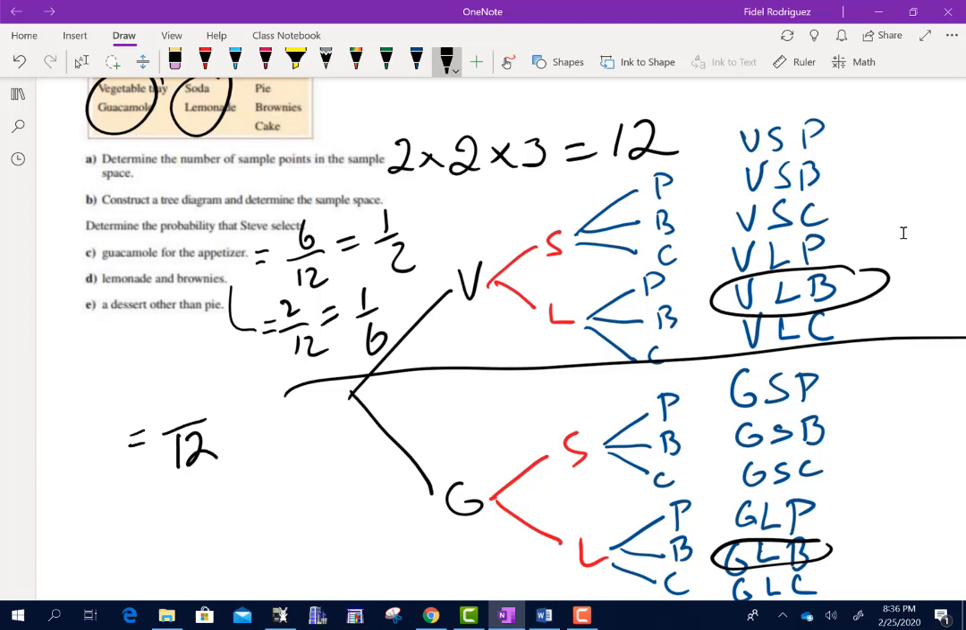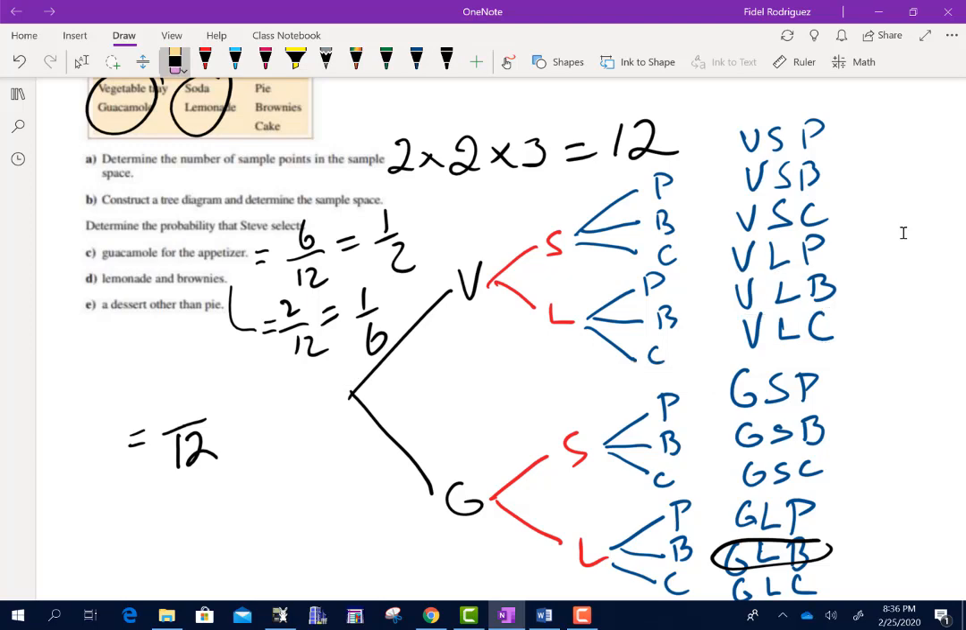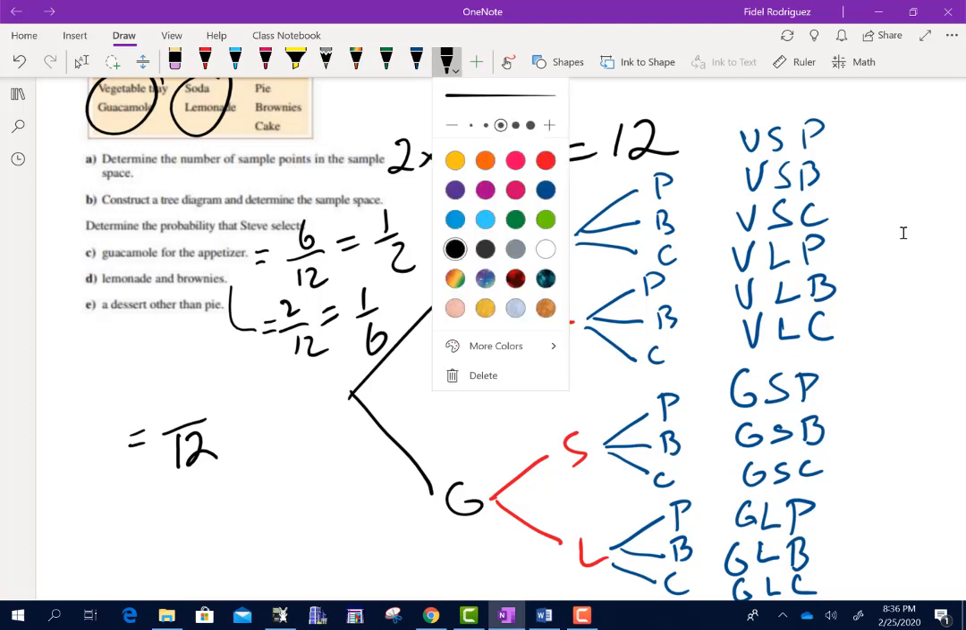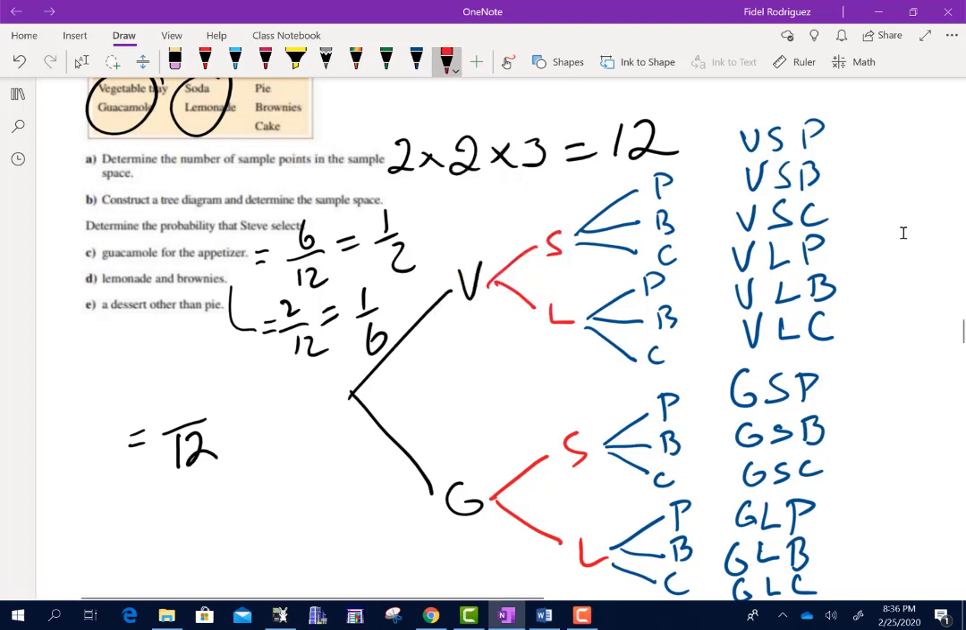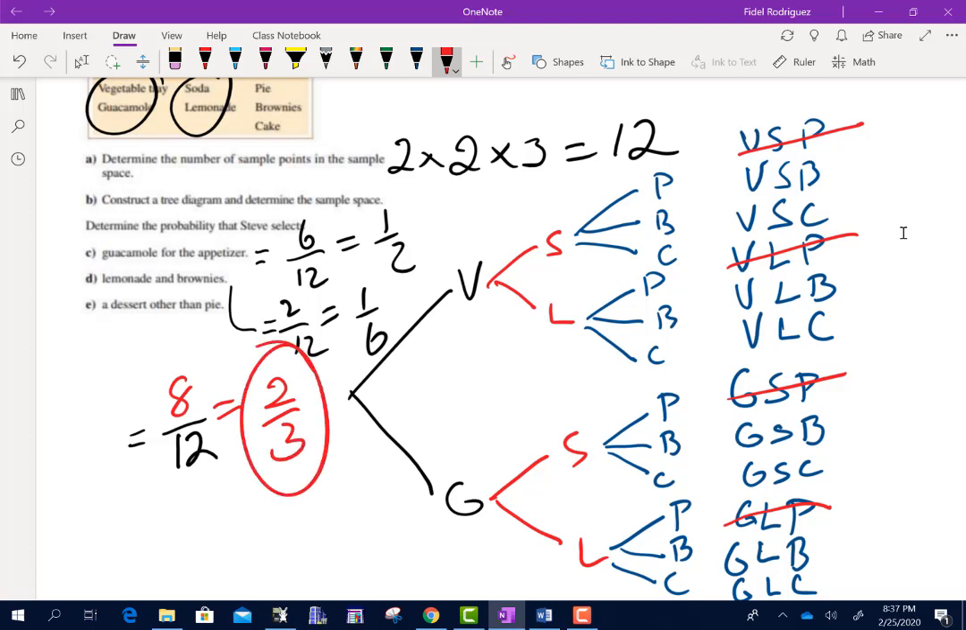And then a dessert other than pie. Okay, so we don't want any pie, so let me do that. Okay, so let's get rid of the ones that have pie. So out of the 12, we got rid of 4, so there should still be 8 left. 8 out of 12, if I divide those both by 4, that gives me 2/3, right?